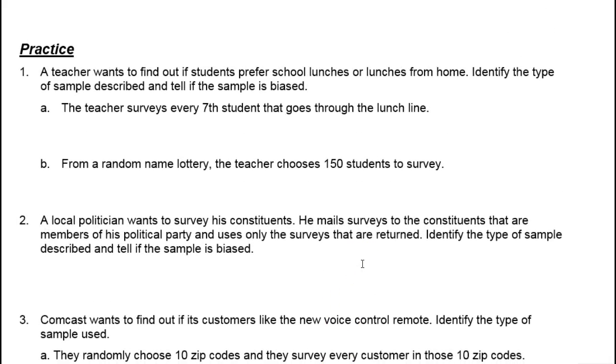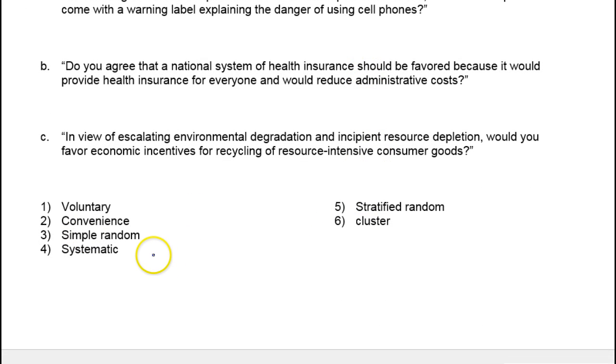Look at problem number 1. A teacher wants to find out if students prefer school lunches or lunches from home. Identify the type of sample described, and then we're going to talk about whether or not it's biased. The teacher surveys every 7th student that goes through the lunch line. Take 5 seconds to decide which one of these 6 things. Every 7th student. For the people watching the video, here's that list again. All right, put them up. Which method is this?